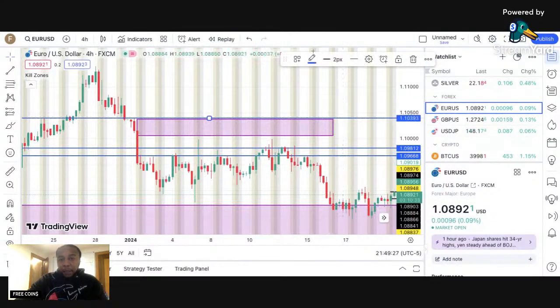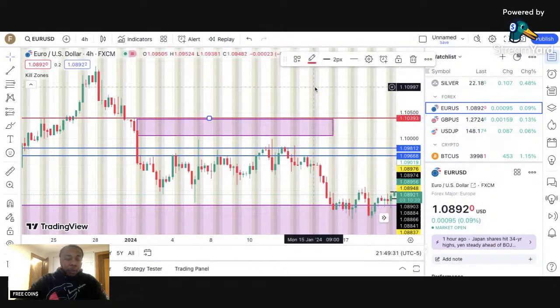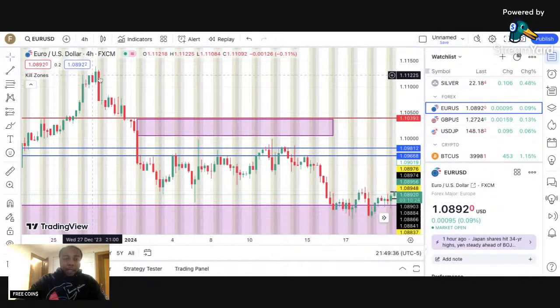Have an understanding of colorways, right? Blue is going to be used for going up, red is going down. So as you can see, the market is going down. From here, it's a heavy push down.